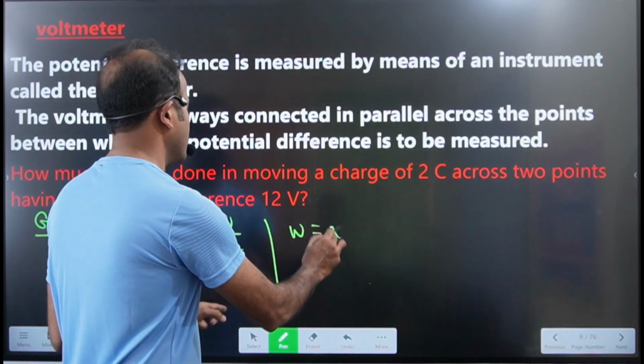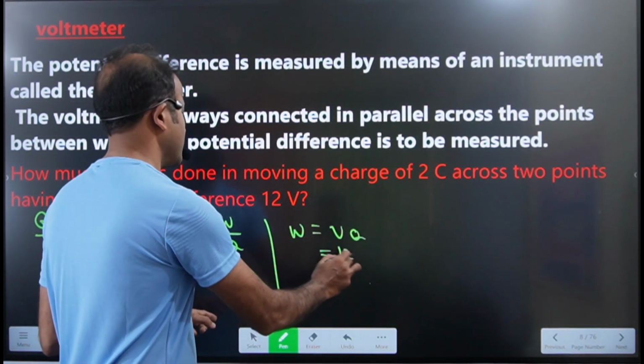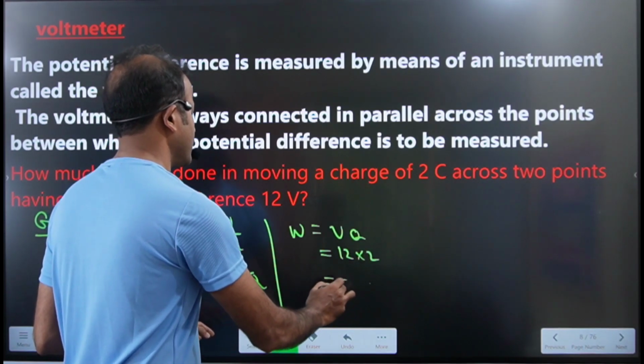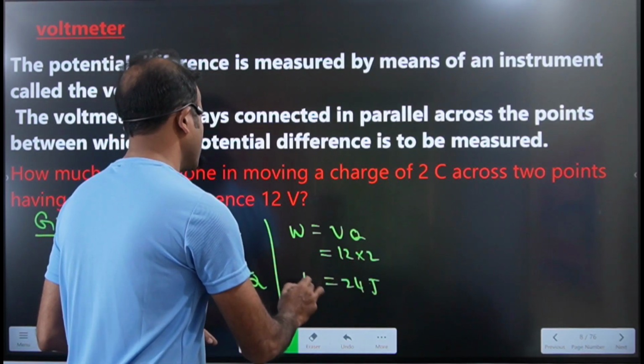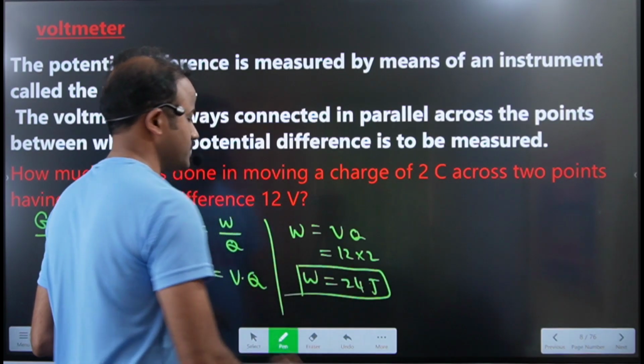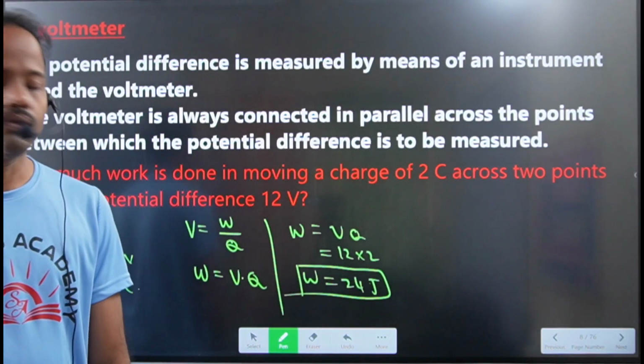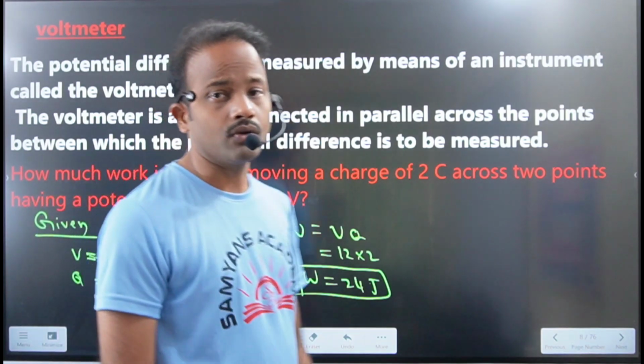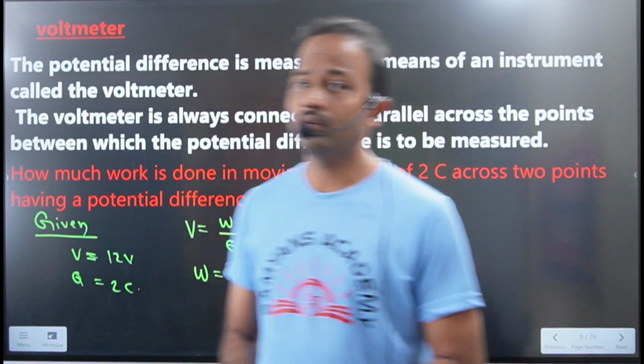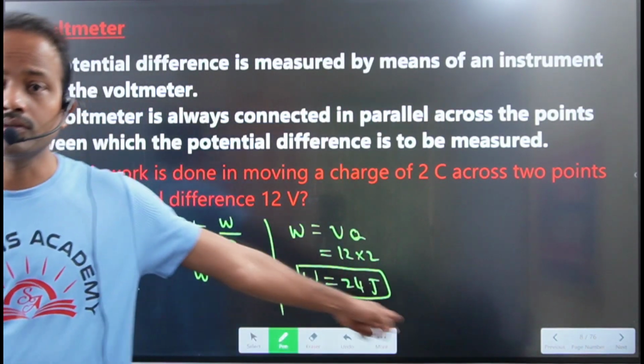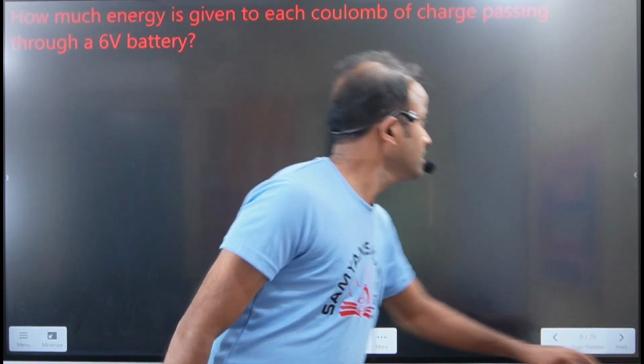So W equal to VQ, right? Where V is 12 and charge is 2, 12 into 2 is 24. Then how much work is done to move the 2 coulomb of charge? 24 joules of work. Here work is 24 joule. Always remember, don't forget to write this joule unit, right? And move on to the next one.